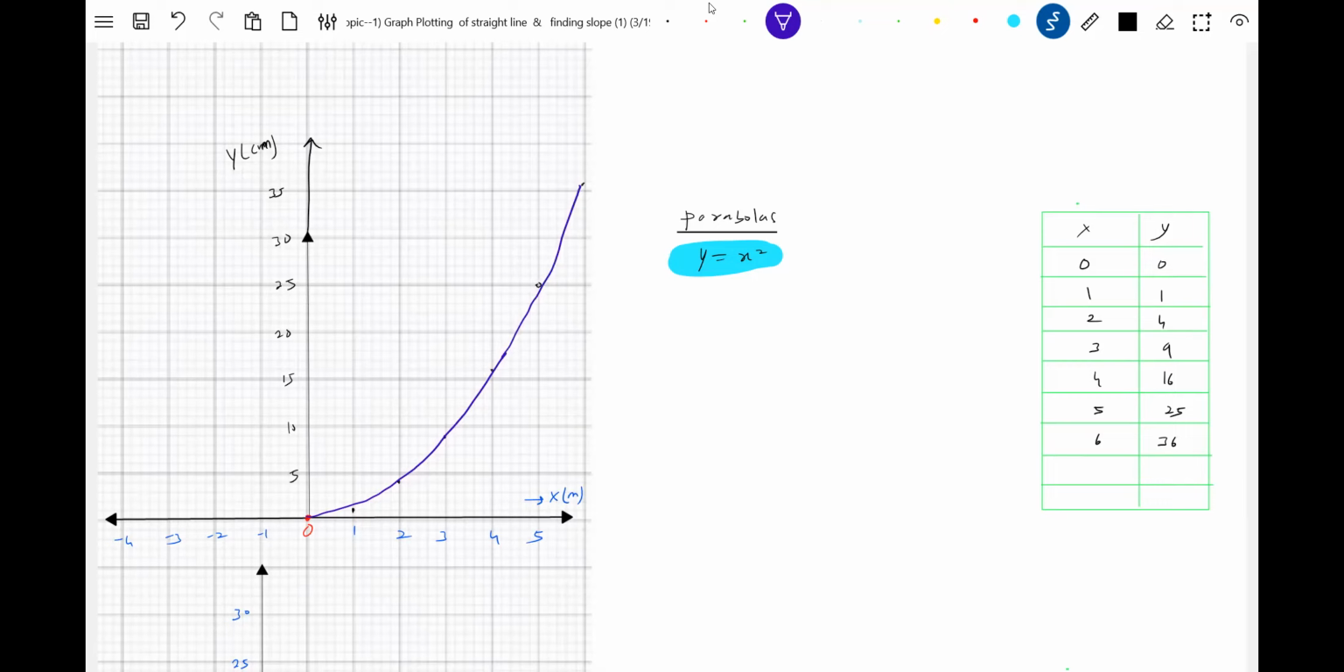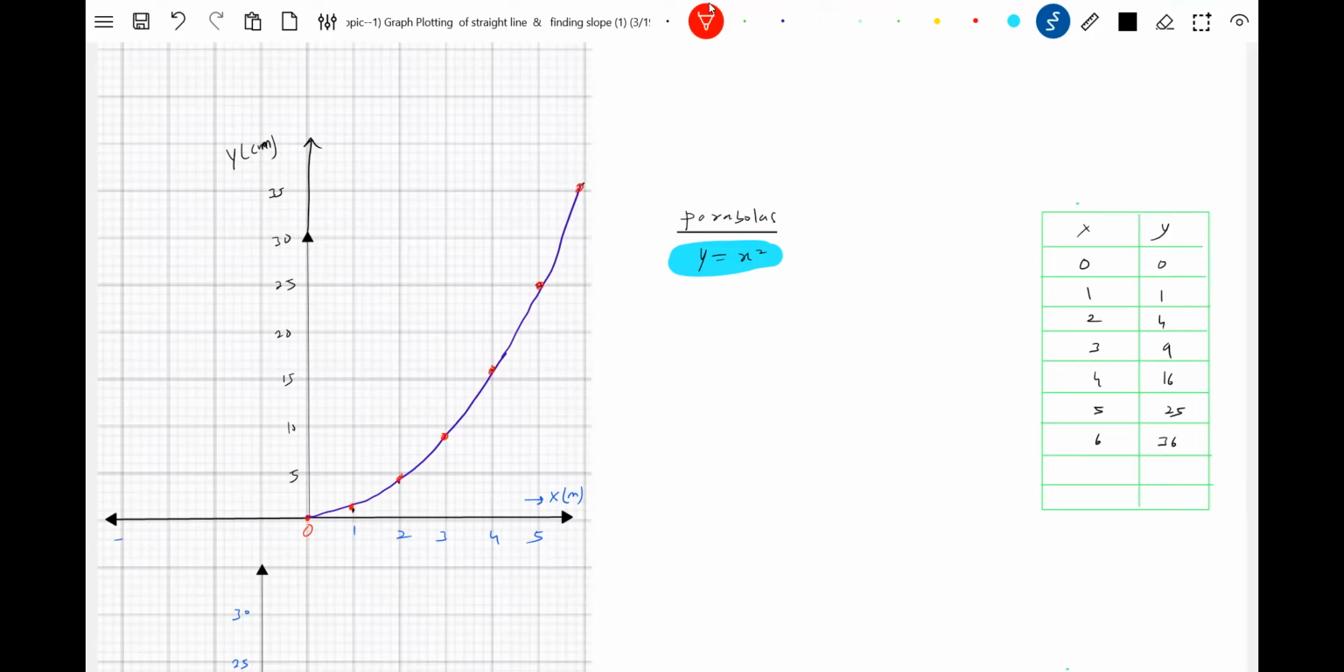Similarly, we can also go for the negative x-axis. I'm trying to avoid it because all our numericals will be based on the first quadrant or second quadrant. Time will not be negative. So therefore, I'm not going for the negative values. So this is a parabolic curve. What are the experimental points here? 16, 25, 36. So the parabolic equation y equal to x square is like this.